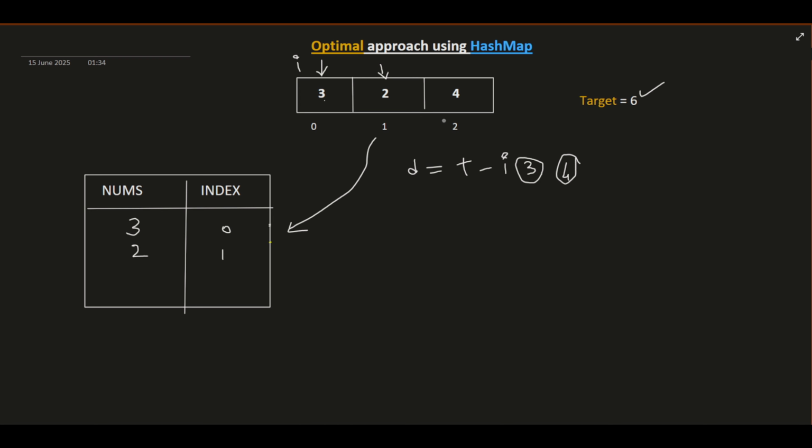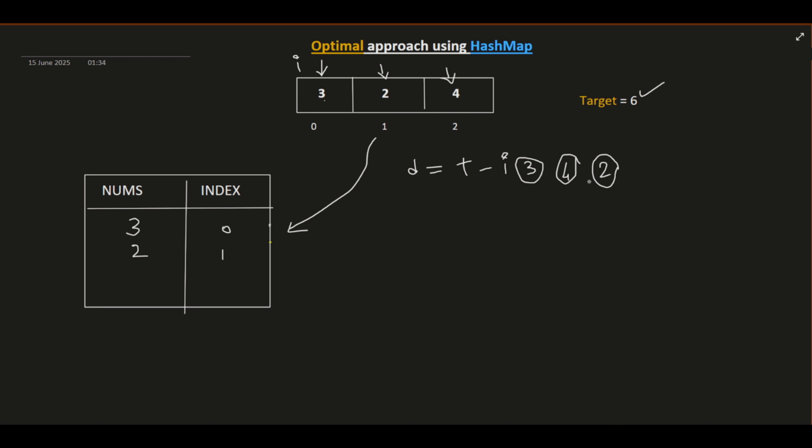So then i will be moved to here. It points to 4. Current number is 4. Okay, so again we are going to calculate the difference. Target will be 6. 6 minus 4 is equal to what? 2. Now the difference will be 2.